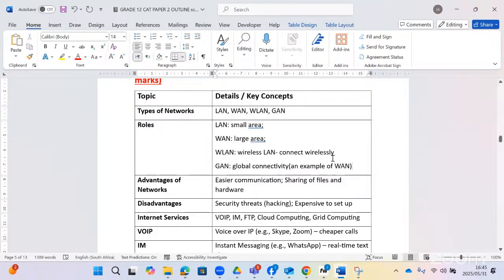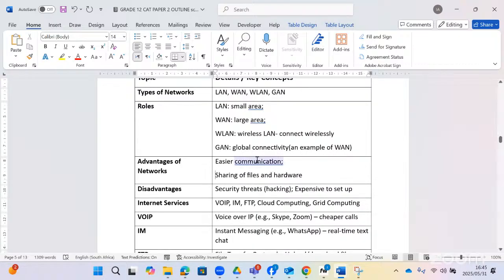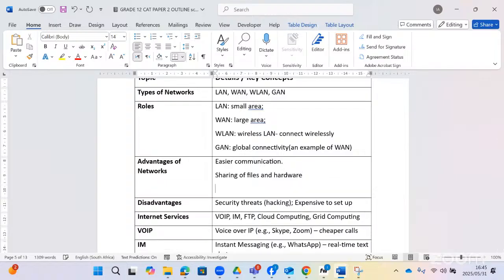GAN is an example of when. You must know the advantages of this network. For example, easier communication, sharing of files and hardware. At least you should be able to remember this. If they ask you about the advantages of having a network: easier communication, sharing files and hardware, or you can say centralized storage, that is to store files. At least these three you must know. Like I said earlier, you must always know the definition with a keyword, and advantages and disadvantages.